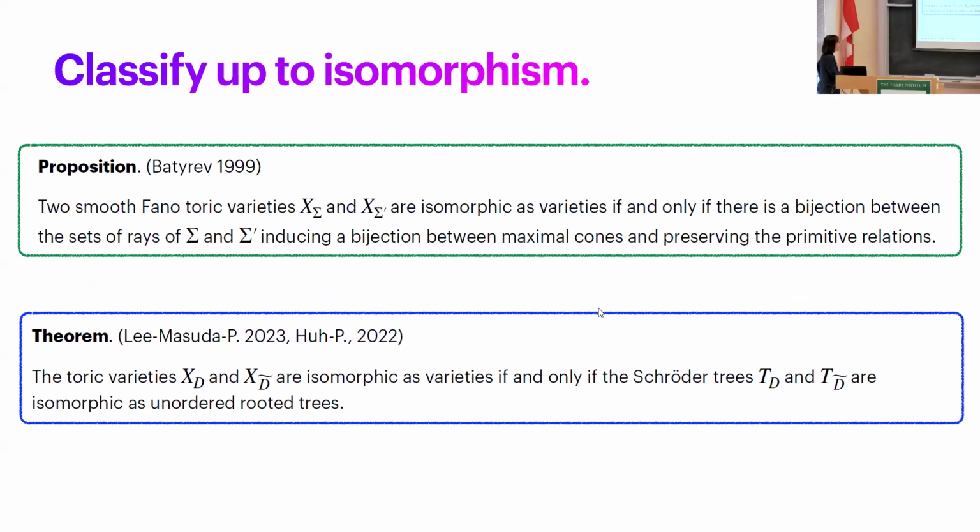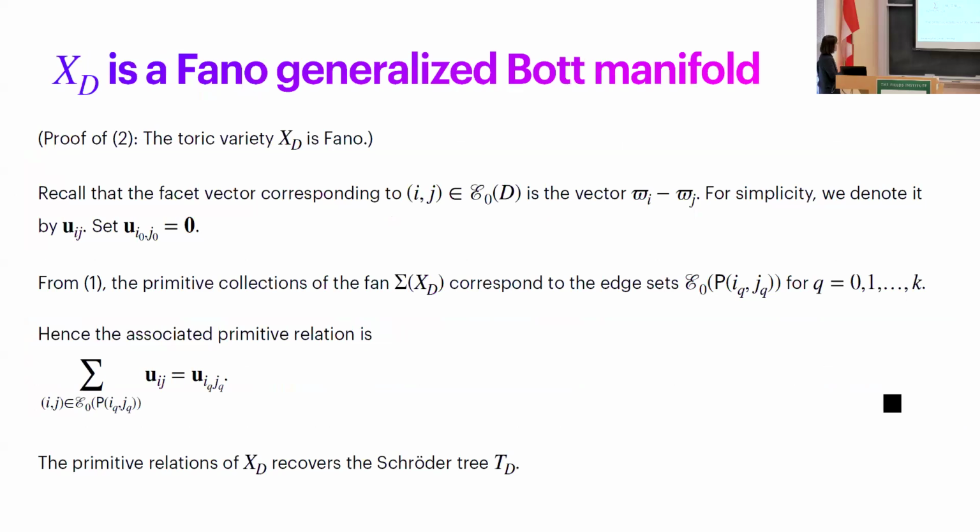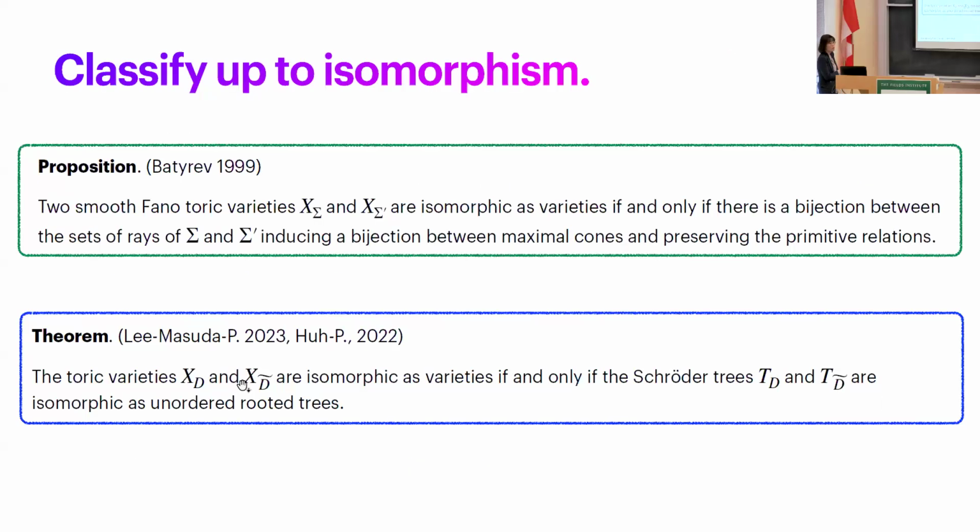And it means that for two toric varieties X_D and X_D tilde for dissections D and D tilde, they are isomorphic varieties if and only if the Schroeder trees T_D and T_D tilde are isomorphic as unordered rooted trees. This follows from this relation. And we know we can recover the Schroeder tree from this relation, and we get this result.